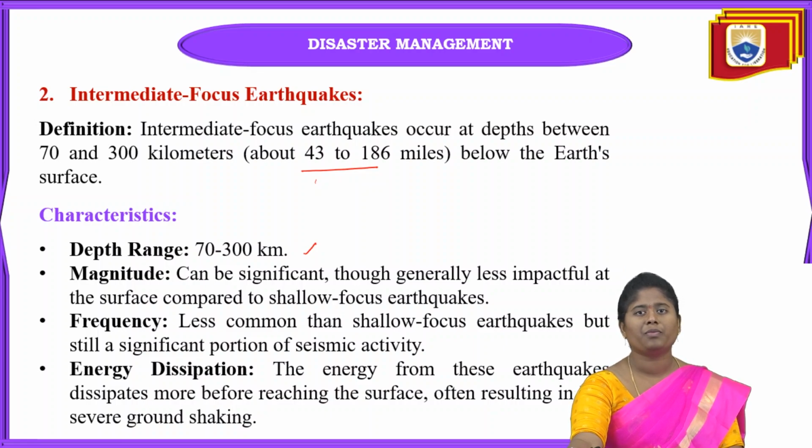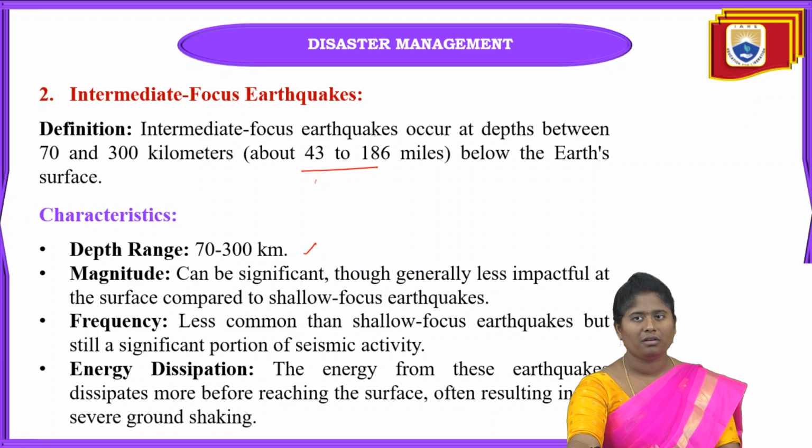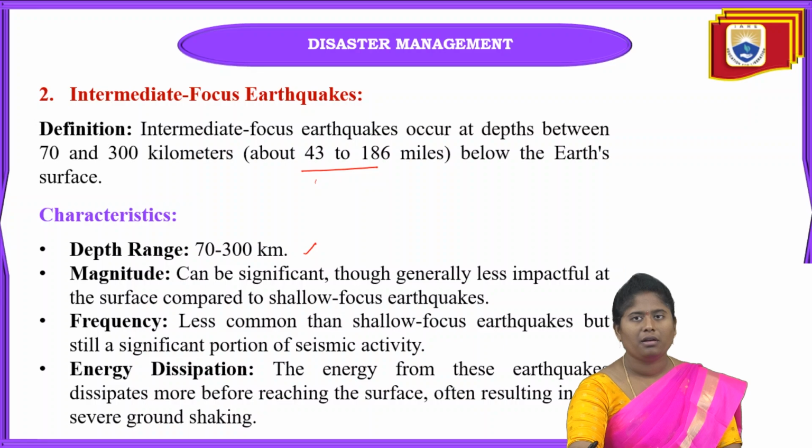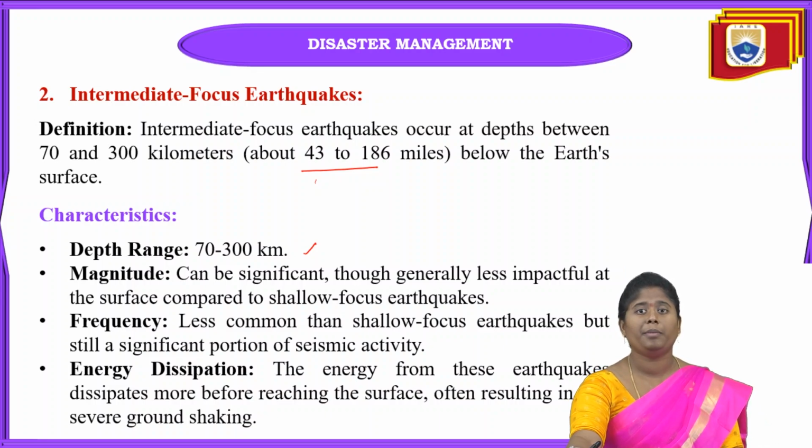Why? Because the intermediate focus earthquake is somewhat less impactful than the shallow focus one. Next is its frequency. Its frequency is somewhat less when compared with the shallow focus earthquake, but it still makes up a significant portion of seismic activity. Earthquakes may occur again in that area, and the seismic activity may continue afterwards. We can't know. That's why there will be a significant portion of seismic activity.